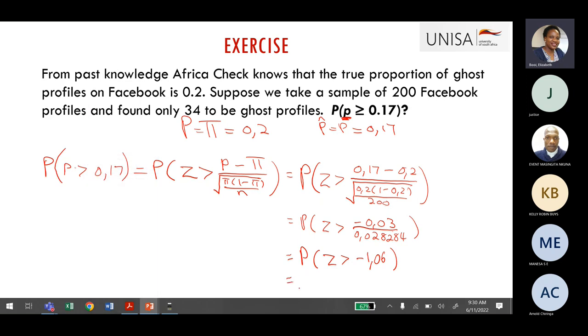Now, this is not the answer. I need to do 1 minus the probability I find on the table of Z less than minus 1.06. So we need to go to the table on the negative side.